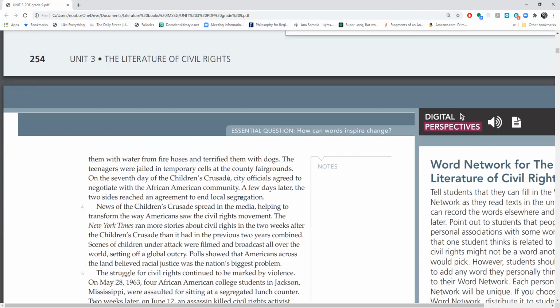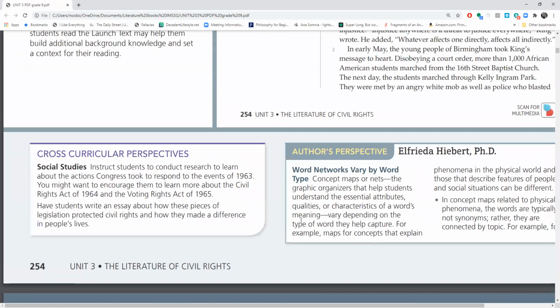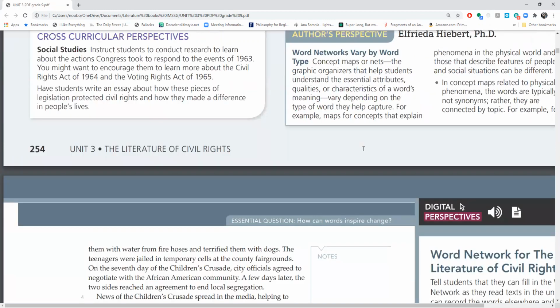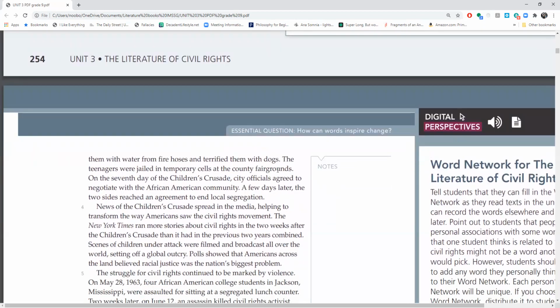So this Children's Crusade, this march, they took 1,000 Black college students from this state to march across all these cities on foot to protest these laws. And at the end of it, they were in this big city area. Which city was it? They got to Kelly Ingram Park, which is a famous place in Birmingham.